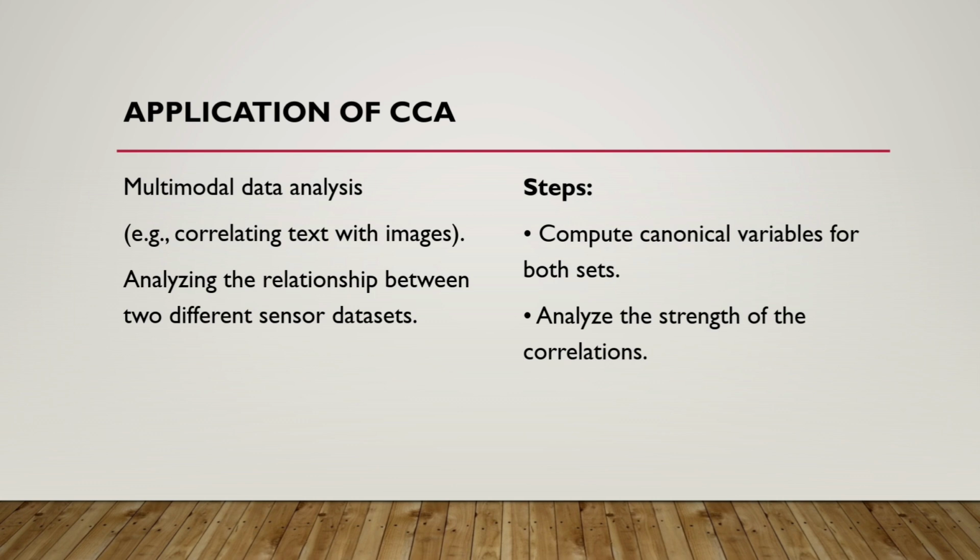Steps in CCA are: compute the covariance matrices for the two sets of variables, find the canonical variables or linear combinations, and maximize the correlation between the two sets by solving the eigenvalue problem.